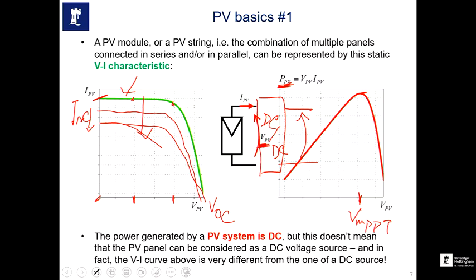Which means, if you look at this, this is my maximum power point, and this is my maximum power. That maximum power point is also shifting, okay? So for that reason, you need this DC-DC converter to track that maximum power point, and that's why we call it the maximum power point tracker, MPPT.